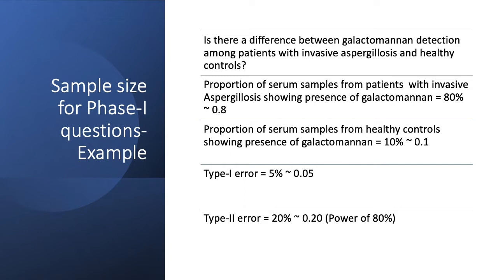And let us assume that samples of healthy control also show presence of galactomannan in approximately 10% because it is biology. Anything can happen. It is not mathematics. So now we have to design a study to detect difference in these two proportions with 95% confidence level, right? And 80% power to detect this difference of 80% and 10%. Now, I will take you to the calculator.